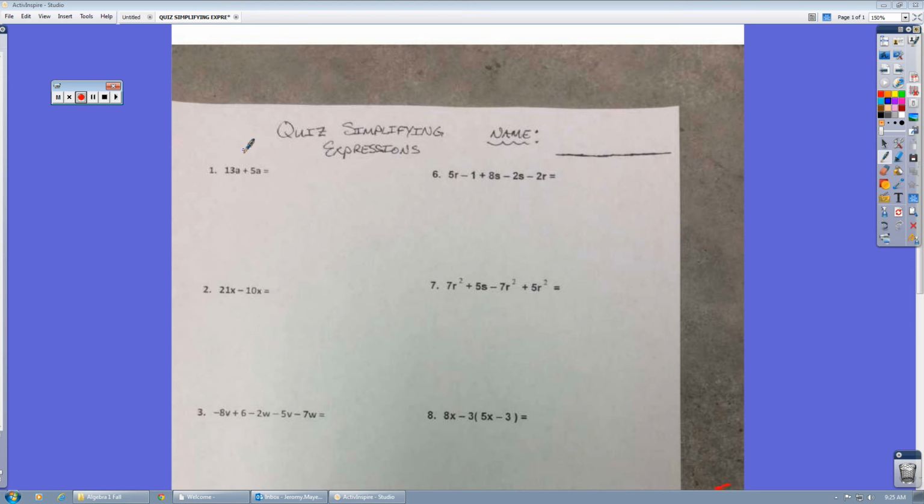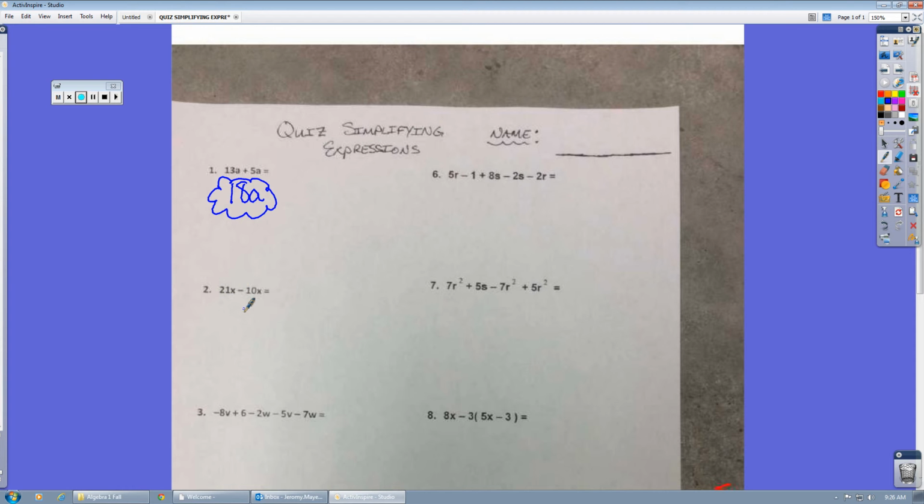Okay, so when we simplify expressions, let's think in terms of food. Let's start here with question 1. Instead of saying 13a, let's look at it as 13 apples. If I had 13 apples plus 5 apples, that would be 18 apples. That's just my answer, 18 apples, or 18a.